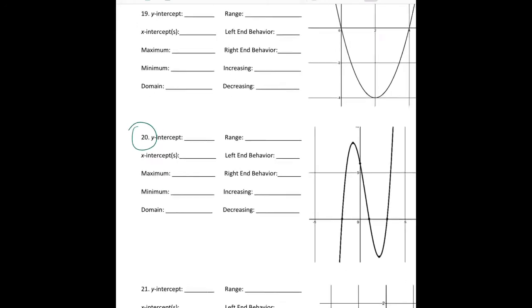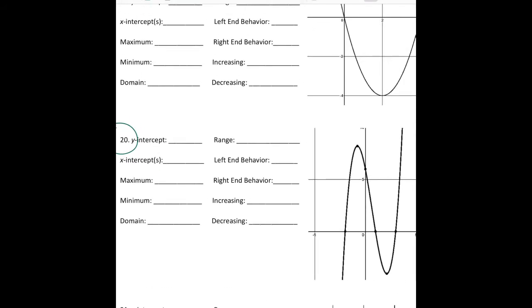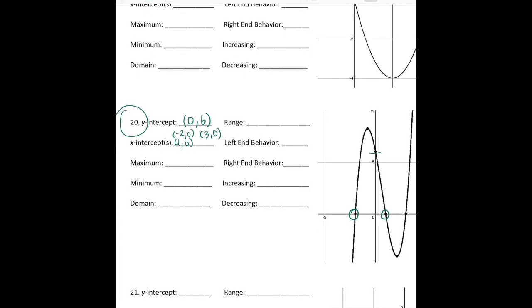So I'm going to do number 20. I know it didn't print out all the lines. So that's actually going to be at (0, 6), that's the y-intercept. And I have 3 x-intercepts. I have one at (-2, 0), another one at (1, 0), and yet another one at (3, 0). So you'd have to list all of them.